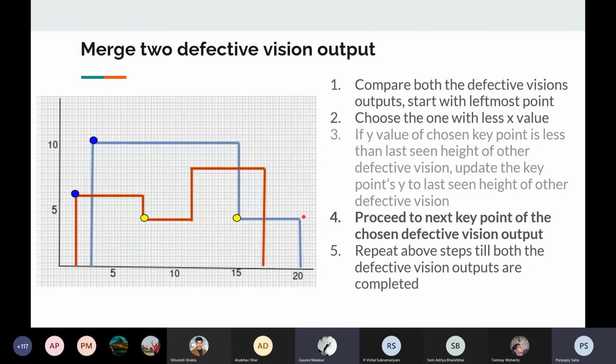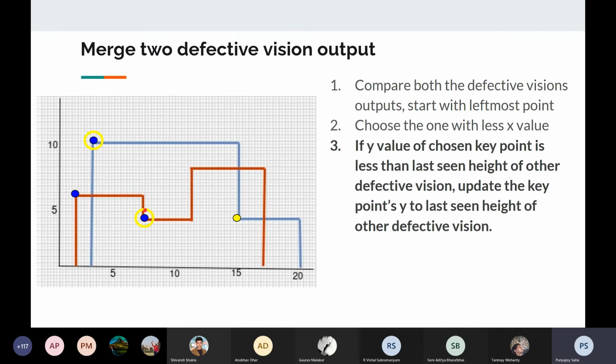So moving it here. Now you have again two conditions. Now you choose the one with less x value. So this will be the one with less x value. Now the main step, that is the part that we are leaving for now. If the y value of the chosen key point is less than the last seen height of the other defective vision point, that means if the last defective position was this, and the y value for this current point is less, we have to update the key point's y to the last seen height of the other defective vision point.